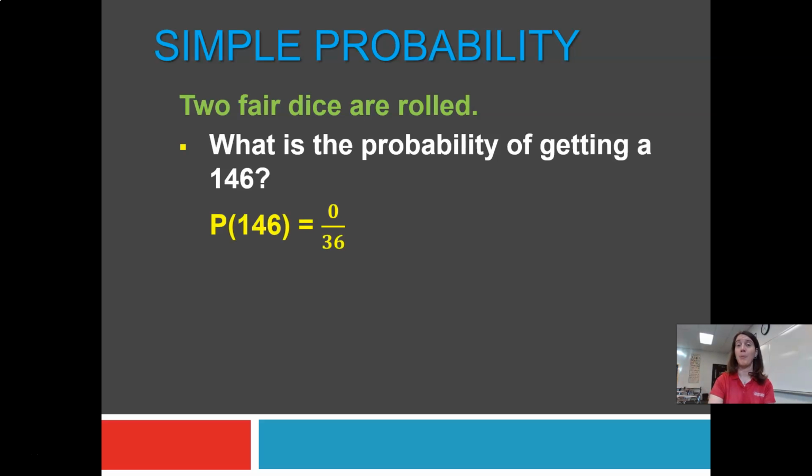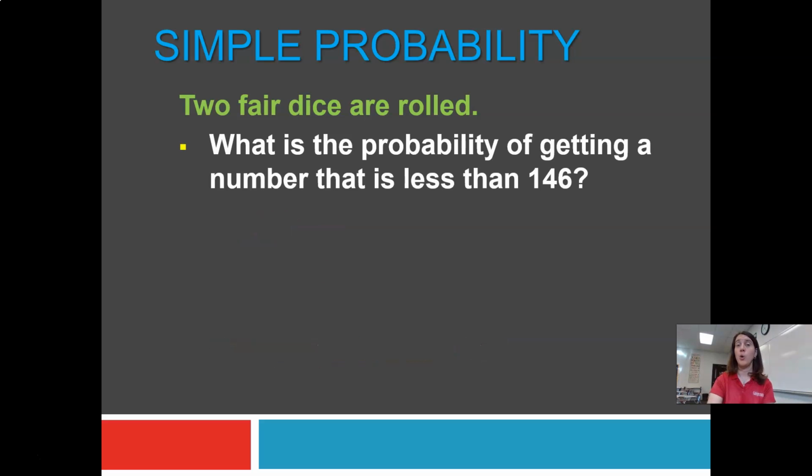So can I get a 146? No. So its probability is 0 out of 36, which is just 0, because 0 divided by a number is 0. That's the least probability, as we talked about a few minutes ago. This is never going to happen, so it's a 0% chance of happening, or just the number 0.